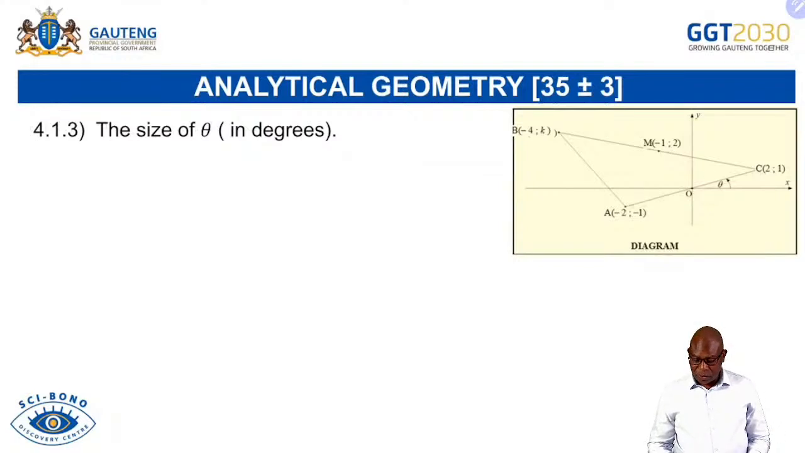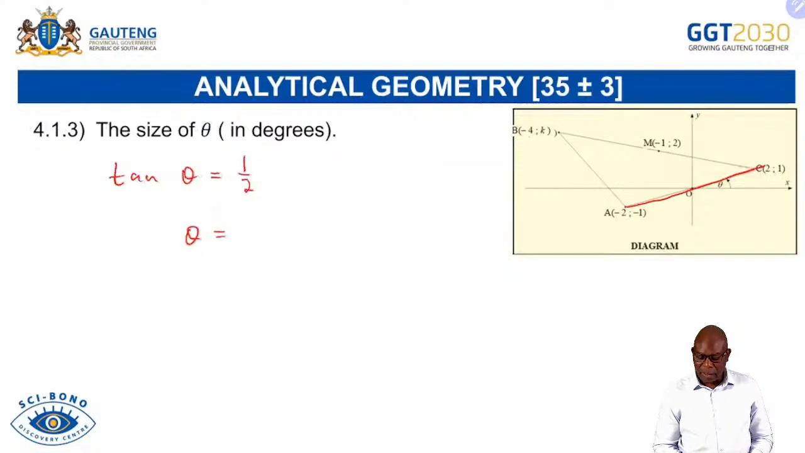The size of theta: already I've got the gradient of that line. So the tangent will be the gradient of that line, which was a half. This is the third time we're doing the half. So the angle there will be 26.57, and I can just write it correct to 1 decimal place. They said in degrees. Sometimes they might say in radians, so you must know how to change that to radians.